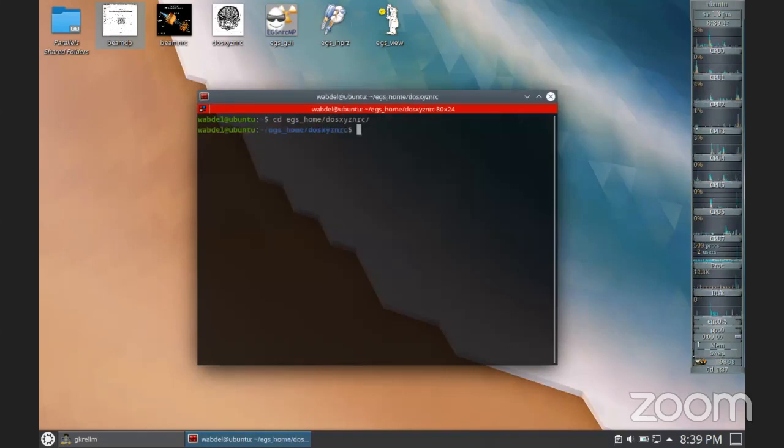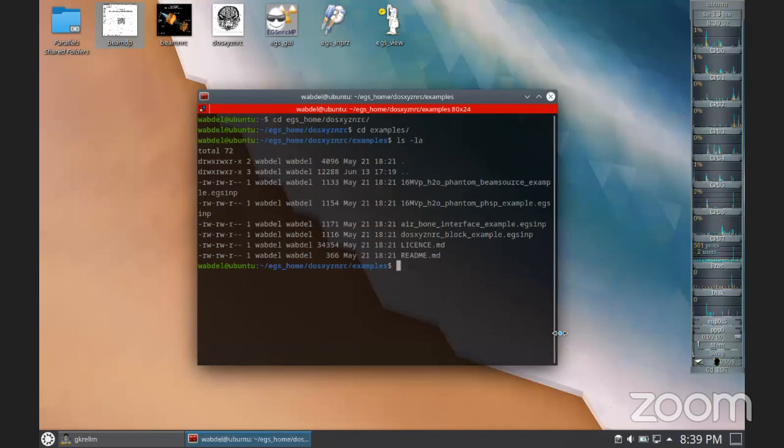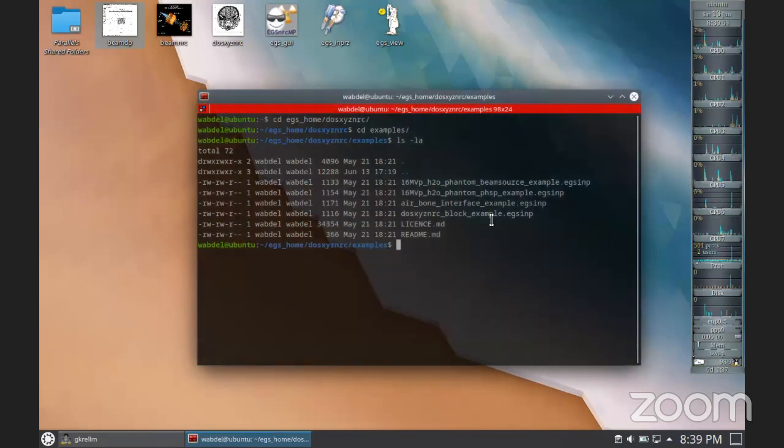Now, if you go to your home area, to your dosxyz, there is going to be a folder called examples. There are two examples. Actually, this is for a photon beam, so you should do a photon beam simulation. So let's do this very quickly.